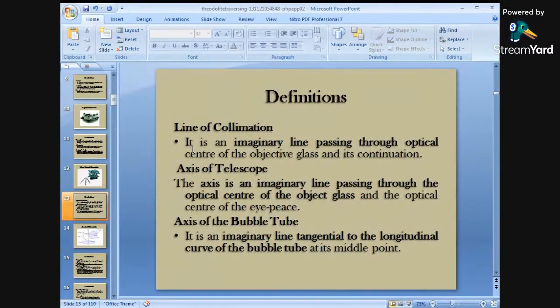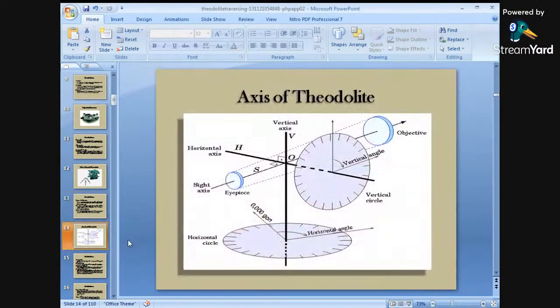After that, there are some of the other definitions like line of collimation. Okay, so the line which is passing, suppose you can see this diagram.